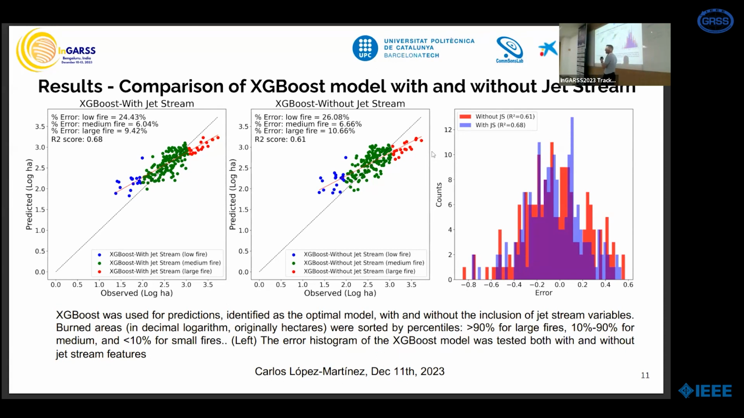If we eliminate the jet stream, the error on the small fires increases to 26%. For medium, it increases to 6.62%, and for the large fires, it increases to 10.66%. So as we can see, including the jet stream as a proxy for the extension, we improve the estimation of the extension of the fires.